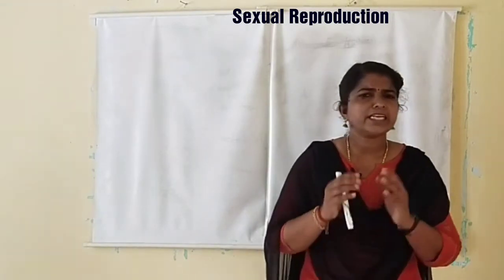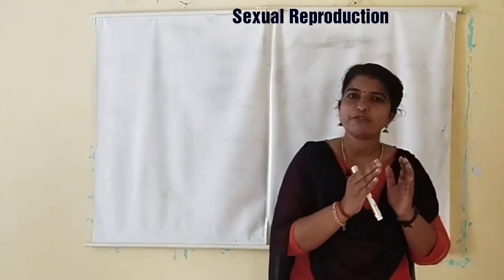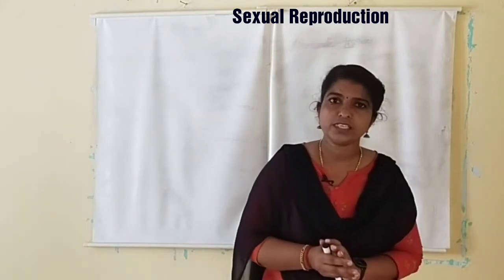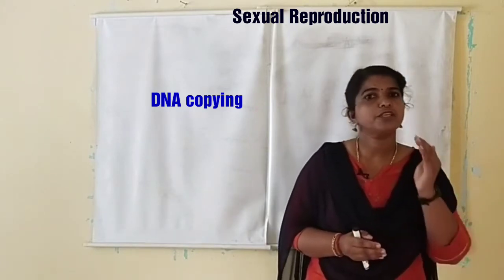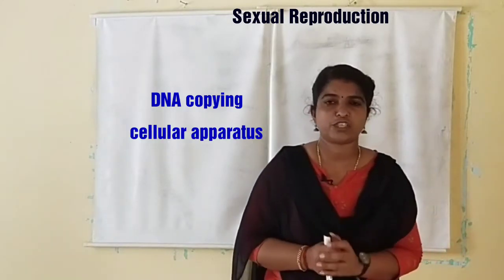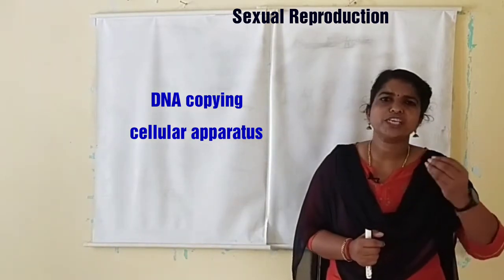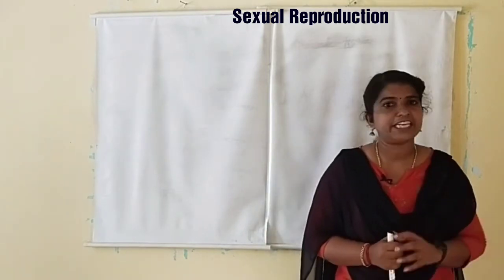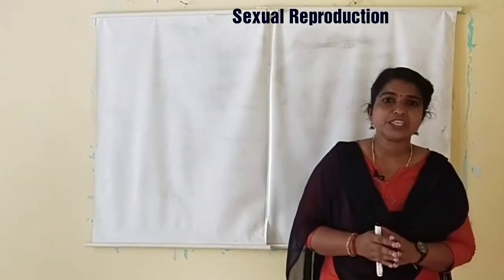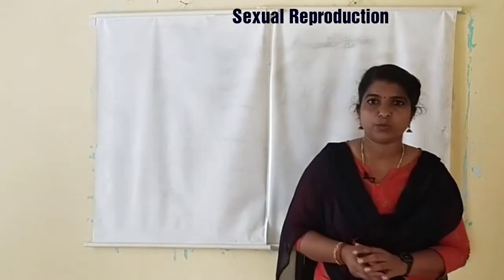And in the beginning of the chapter, I told you the creation of a new cell involves DNA copying along with the creation of new cellular apparatus. But during DNA copying, small changes happen, and these small changes are known as variations. These variations are very helpful for the survival of the species rather than the individual.